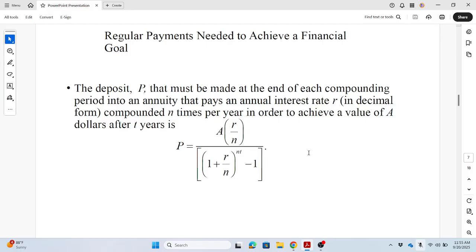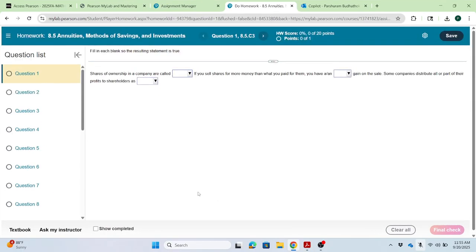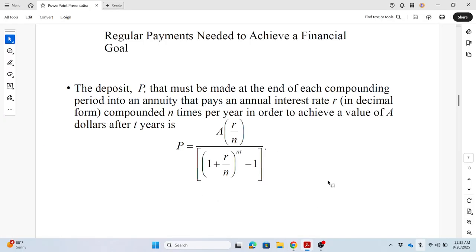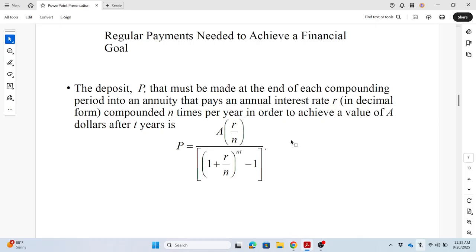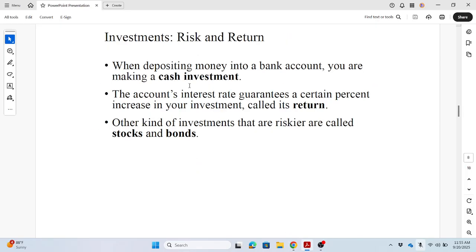Okay, so let's try to do some examples using those annuity formulas. Depending on which situation we are given, we're going to use those formulas. So first of all, fill in the blank so that the resulting statement is true. This question needs information about stock investment as well. So let's go back to the information. You might have different types of investment: you can save, you can invest, you can just deposit money in a bank and the bank pays you a certain interest rate. That's one type of investment.